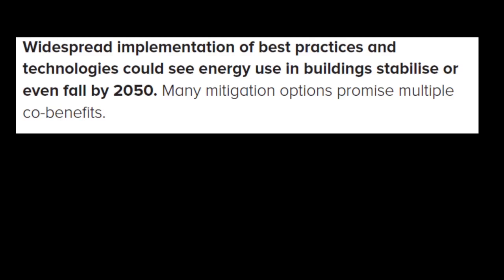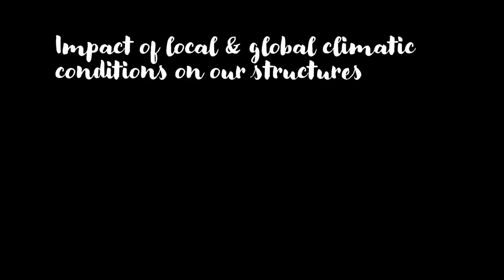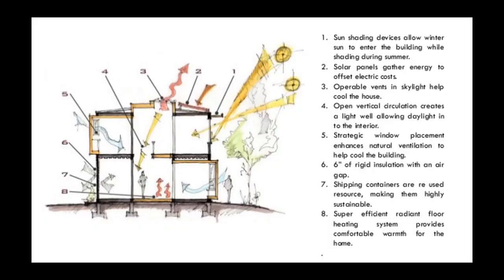But what they're saying is that we really have to seize the opportunity and move forward and design buildings in a better way. Heat loss and heat gain is incredibly crucial for human comfort, the running of the building, and the carbon emissions involved, and we've really got to try and find a better way of doing things. So the impact of local and global climatic conditions on our structures is what we're going to look at, and I say that in a sustainable sense.